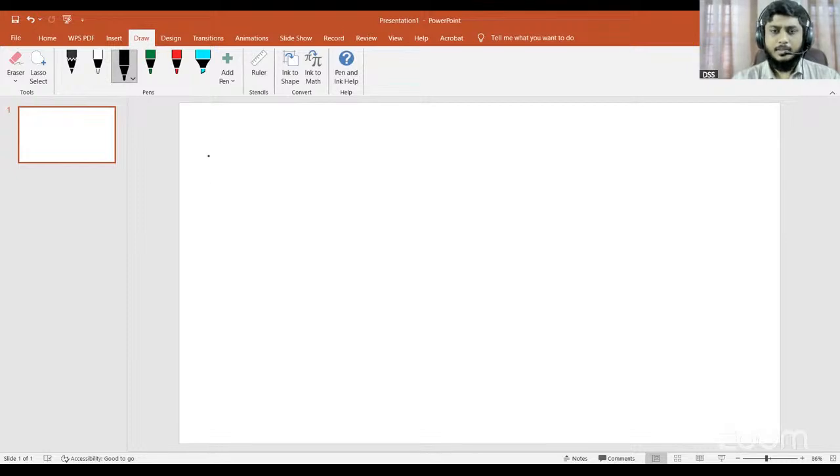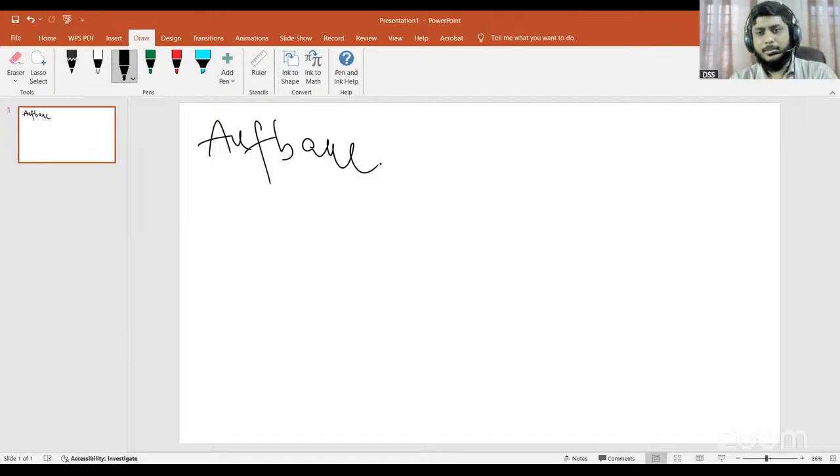First person is Aufbau. What did he tell? Electrons will fill to minimize their energy. Electrons fill in order to minimize energy, so it fills from low energy to high energy. So Aufbau told like this, and he gave a filling order.